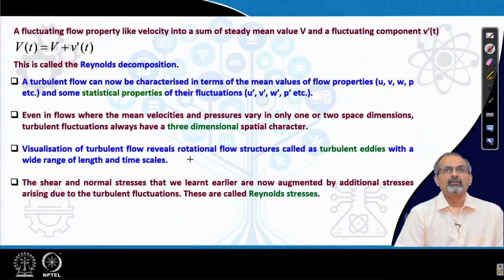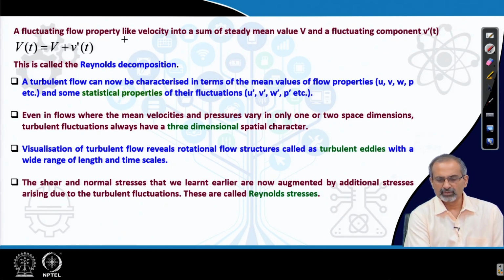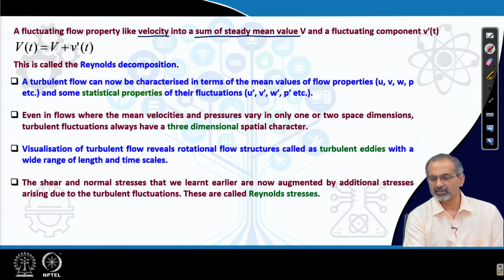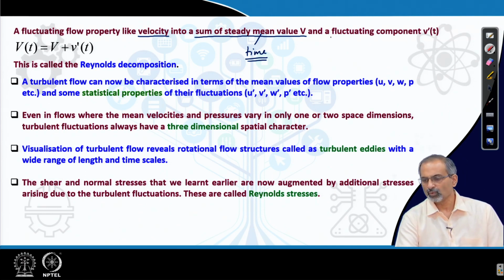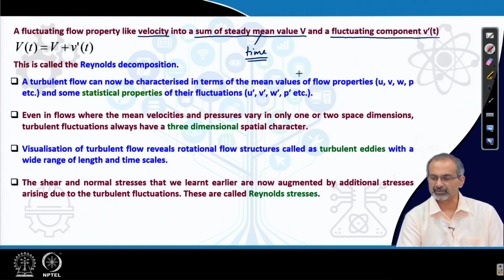Typically, in a turbulent flow field, because you have a fluctuating component of the property that you are looking at, we try to express the property, let us say velocity, in the form of a sum of a steady mean component, mean in the sense time mean, that means you average the velocity over a finite time period and then extract this mean value. What is left is the fluctuating component expressed with a dash, and that is a function of time.